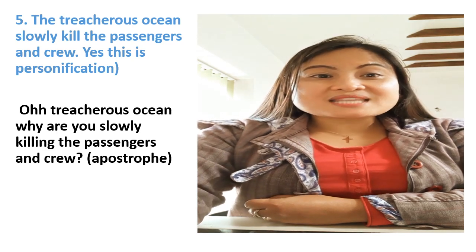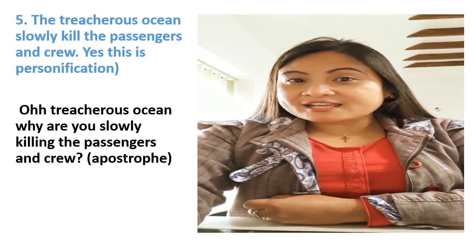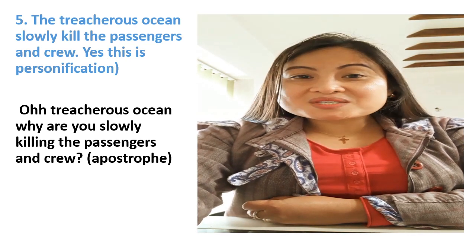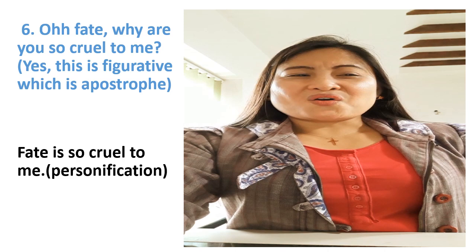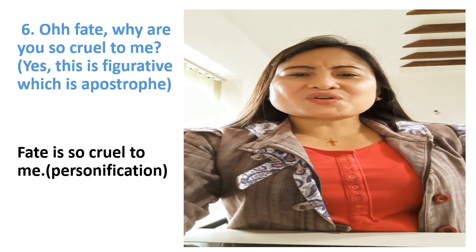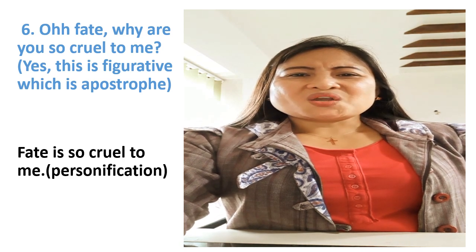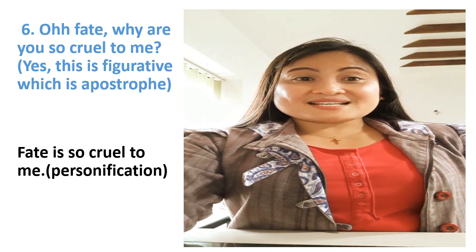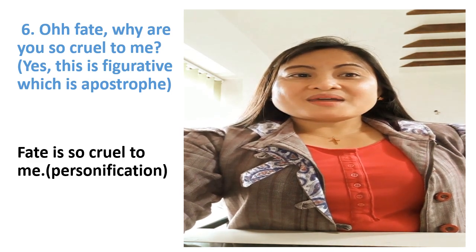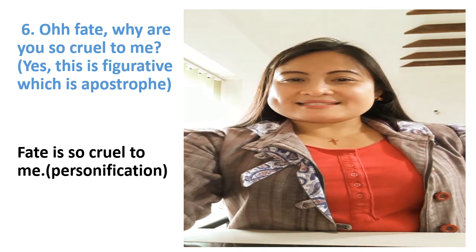Personification is just a statement of what the subject did, while apostrophe is calling or addressing the subject to do something. Let's check sentence number 6. Oh, fate, why are you so cruel to me? Here, the person is so unfortunate with so many burdens in life, with many negative and bad experiences. And the answer is, this is figurative by directly addressing fate as if calling a person with ears to listen.